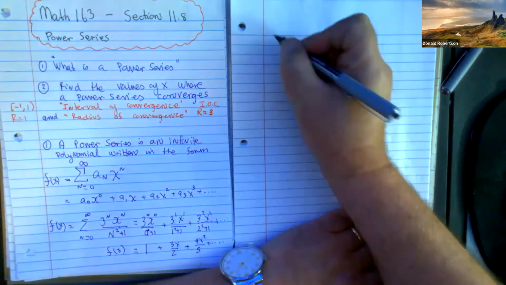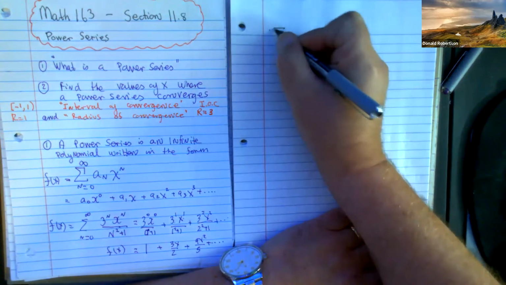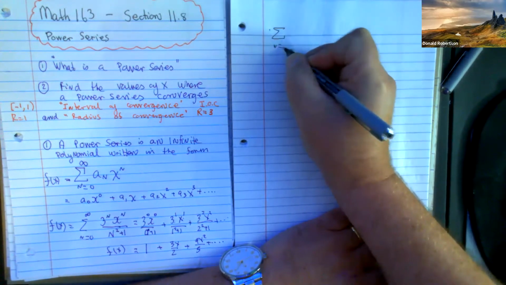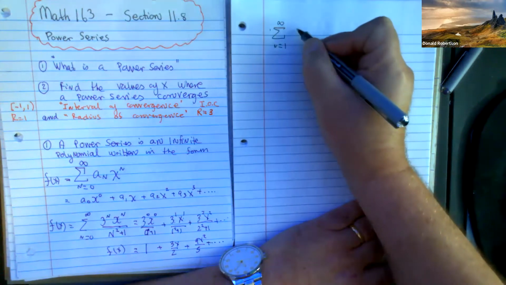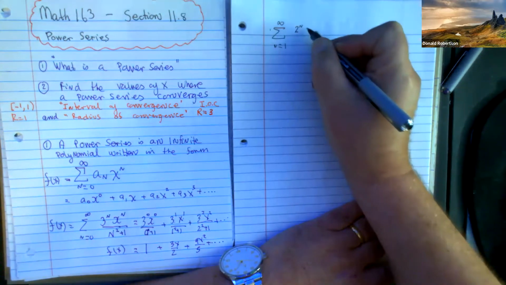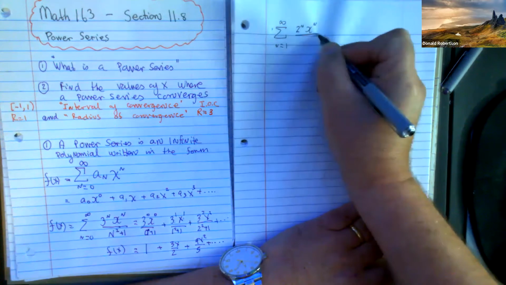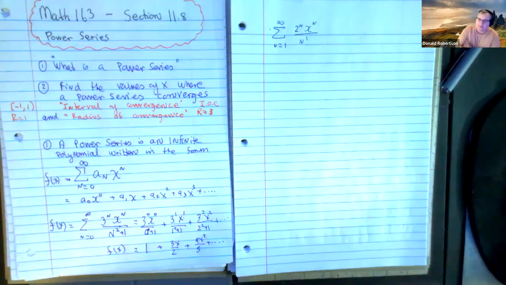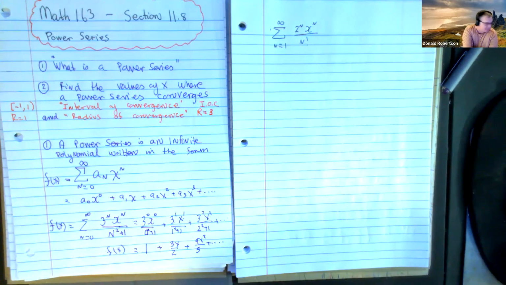So here's one. Sigma n equals 1 to infinity, 2 to the n, x to the n over n factorial, right? There's a power series. And we are going to find the radius and interval of convergence.